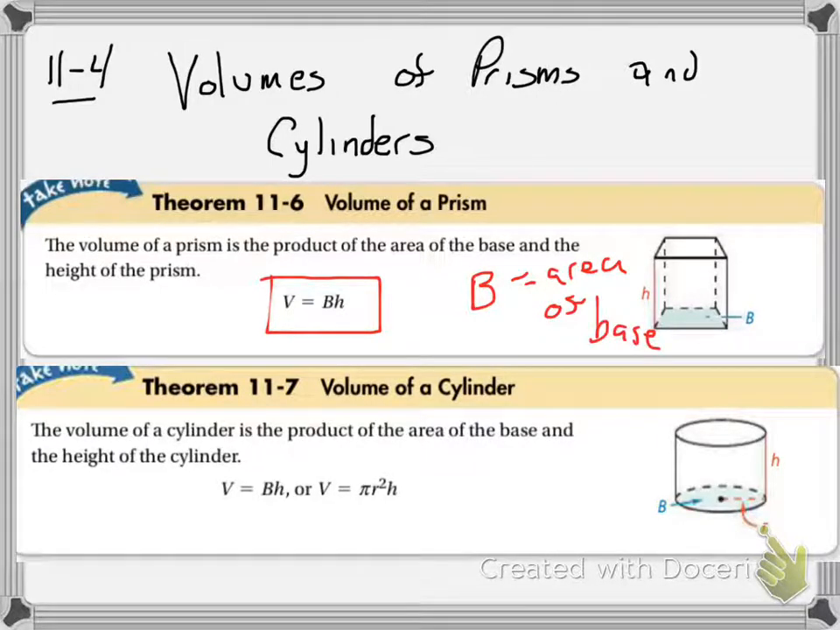Okay, so again, same thing down here. Volume equals area of the base times the height. Now, all this pi r squared is just the area of the base here because it's a circle.